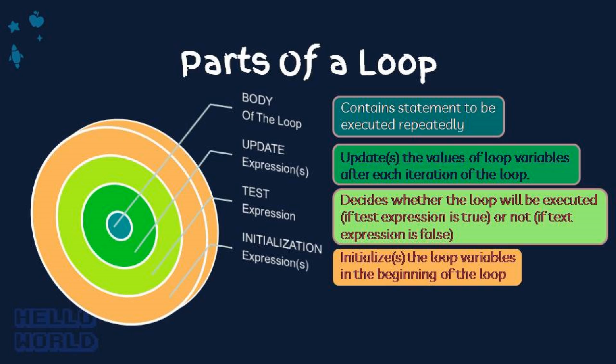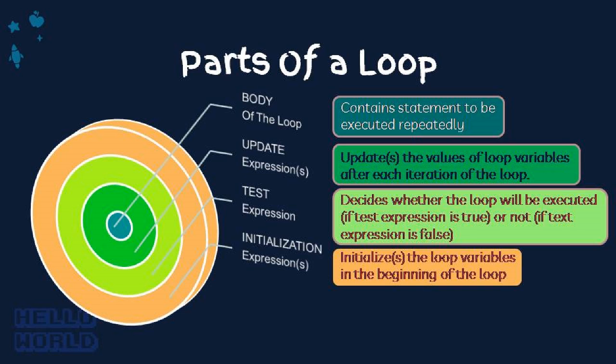In an entry-controlled loop, the test expression is evaluated before entering into a loop, whereas in an exit-controlled loop, the test expression is evaluated before exiting from the loop. In Java, the for loop and while loop are entry-controlled loops and do while loop is exit-controlled loop. Number 3, the update expressions. The update expressions change the values of loop variables. The update expression is executed at the end of the loop after the loop body is executed.